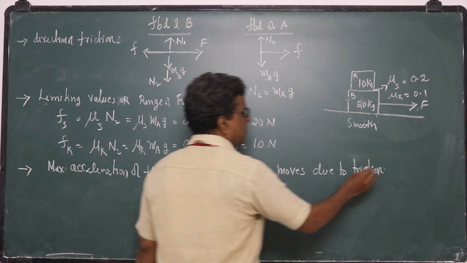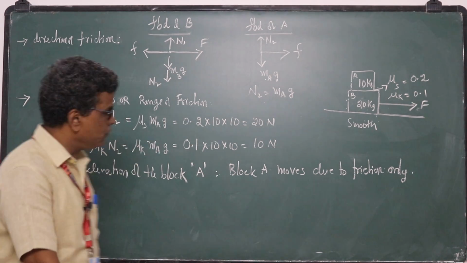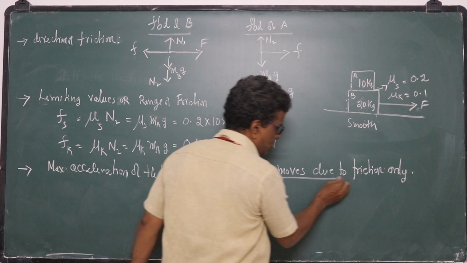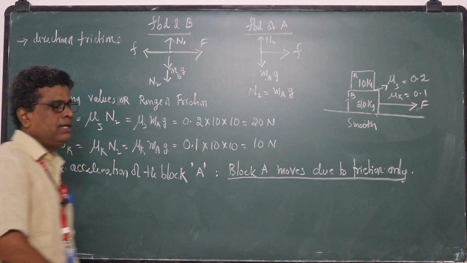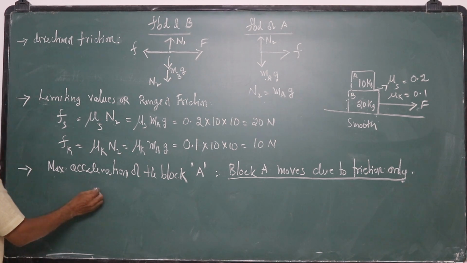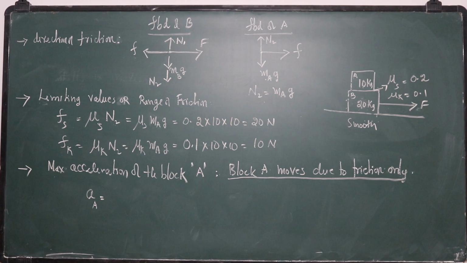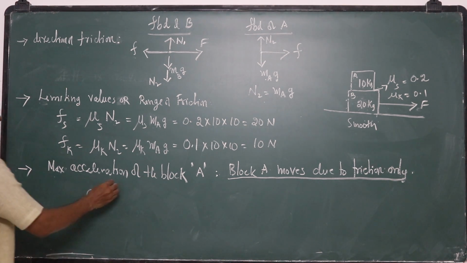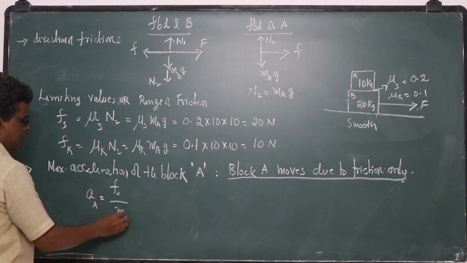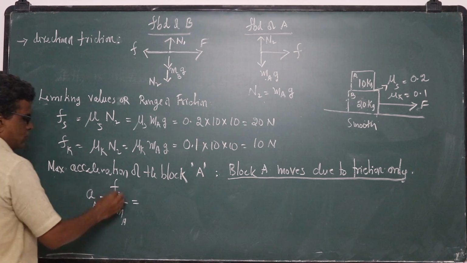Due to friction only. If there is no friction, it won't move. So block A moves due to frictional force only. So what is the maximum acceleration of the block A? From Newton's second law, the maximum acceleration of block A is the maximum force acting on it divided by its mass.